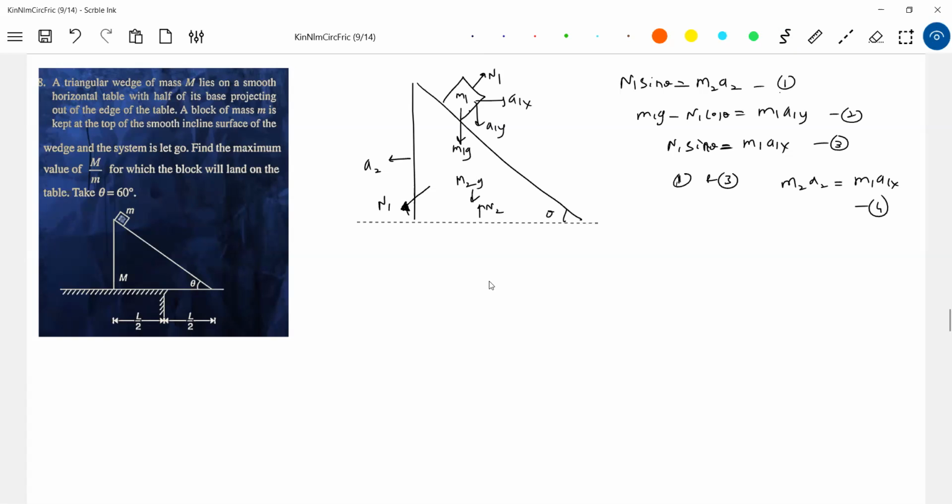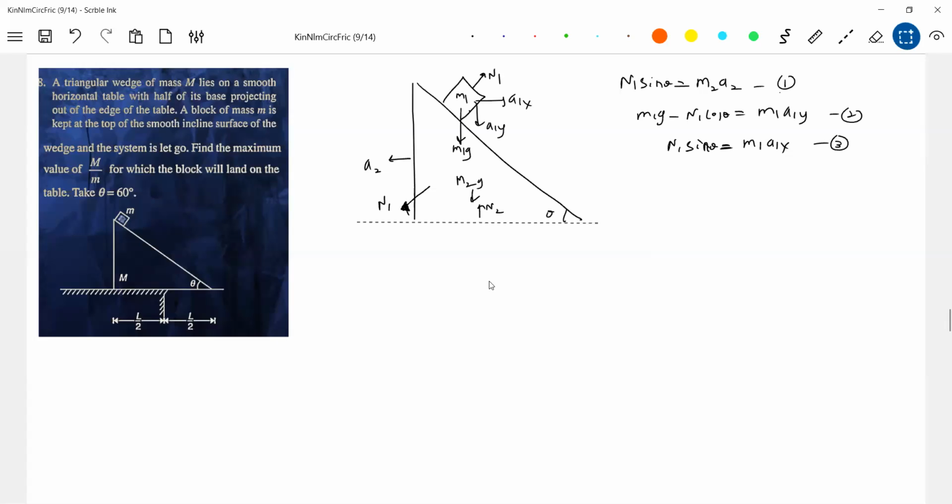What is the other help I should take here now? How many unknowns are there? N1, a2, a1x, a1y. The relation between a2 and a1x is what I just obtained. Or four unknowns, better say a1x, a1y, N1, and a2. I need one more equation. I'll come to this later on, so that it will be easy for us to think what has to be done.